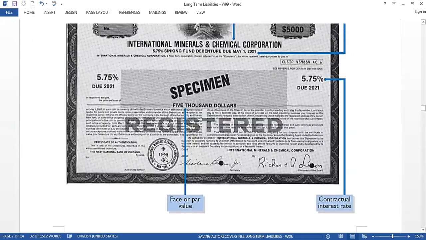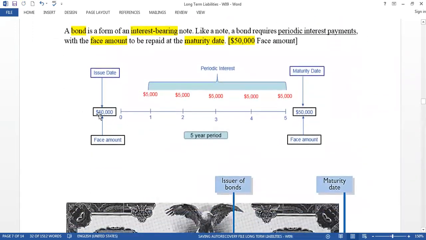For example, look at here. Here I mentioned today you are going to receive $50,000. So we are going to calculate this money first. What is the amount you are going to receive from the market today? You know this information. 5 years later, how much do you have to pay? 5 years later, you have to pay $50,000, right?